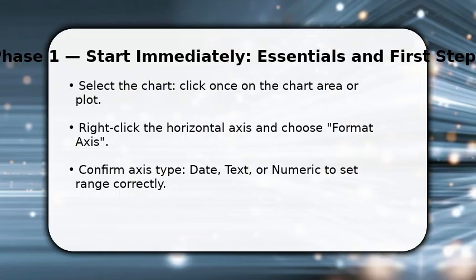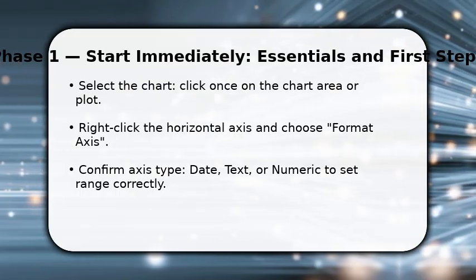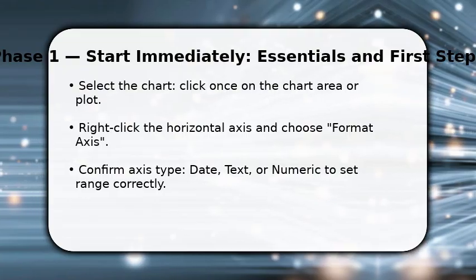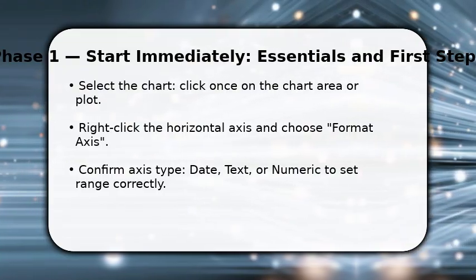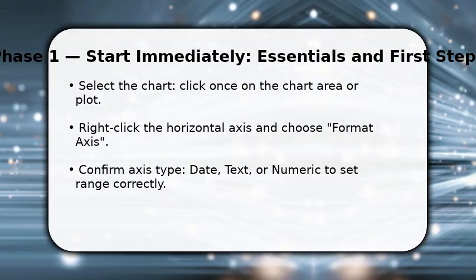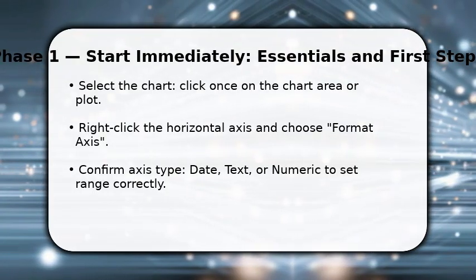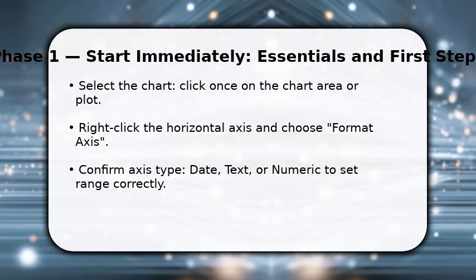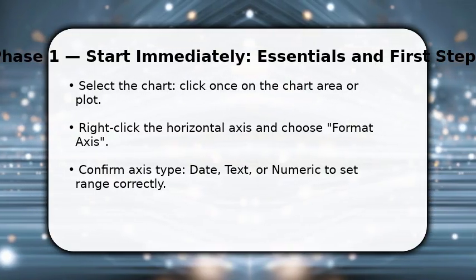Make sure Excel recognizes the axis type as date, text, or numeric. This matters because date axes use serial numbers while numeric axes use values. If the axis is treated as text, change the source or the axis type. This first step unlocks the controls you need to change min, max, or unit values.